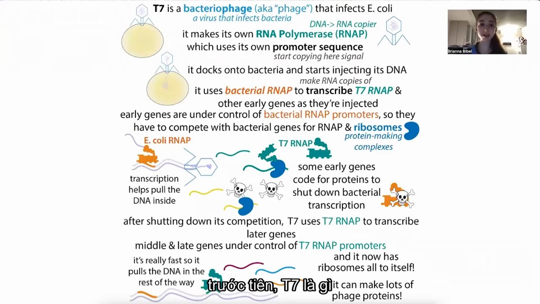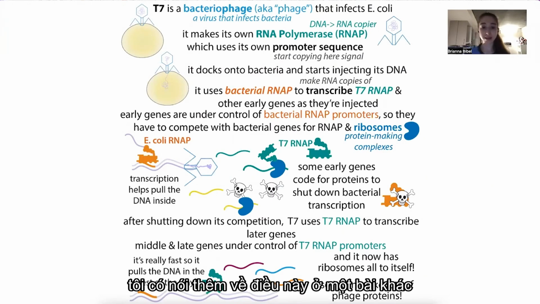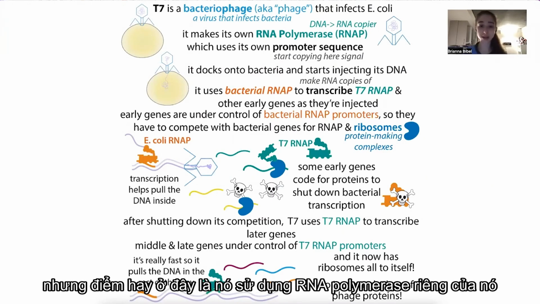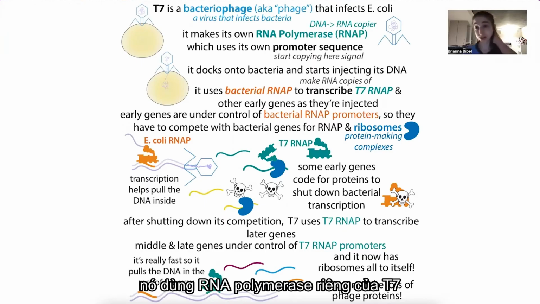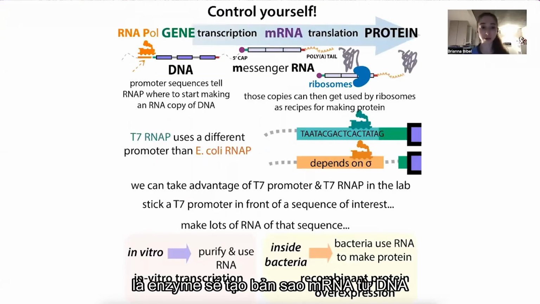Well, first of all, what is T7? T7 is this bacteriophage, or phage. It's this virus that infects bacteria. And more on this in another post, but it's actually really cool in that it uses its own RNA polymerase. So the RNA polymerase, remember, is the thing that's going to make the mRNA copy from the DNA that the ribosomes can then make a protein from.